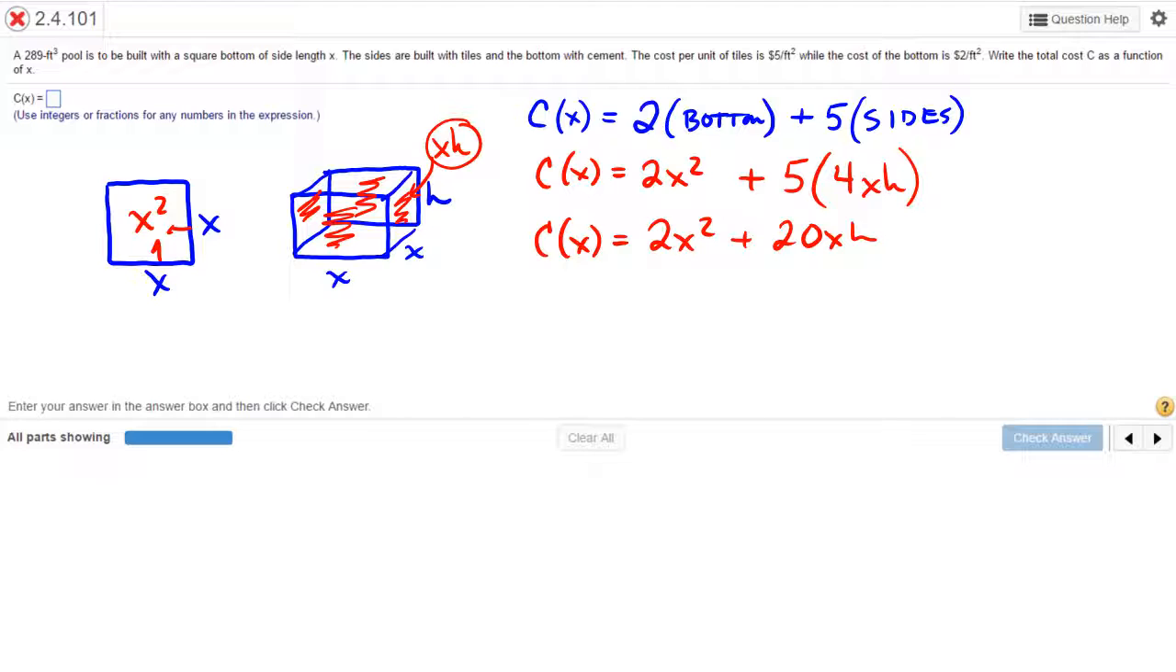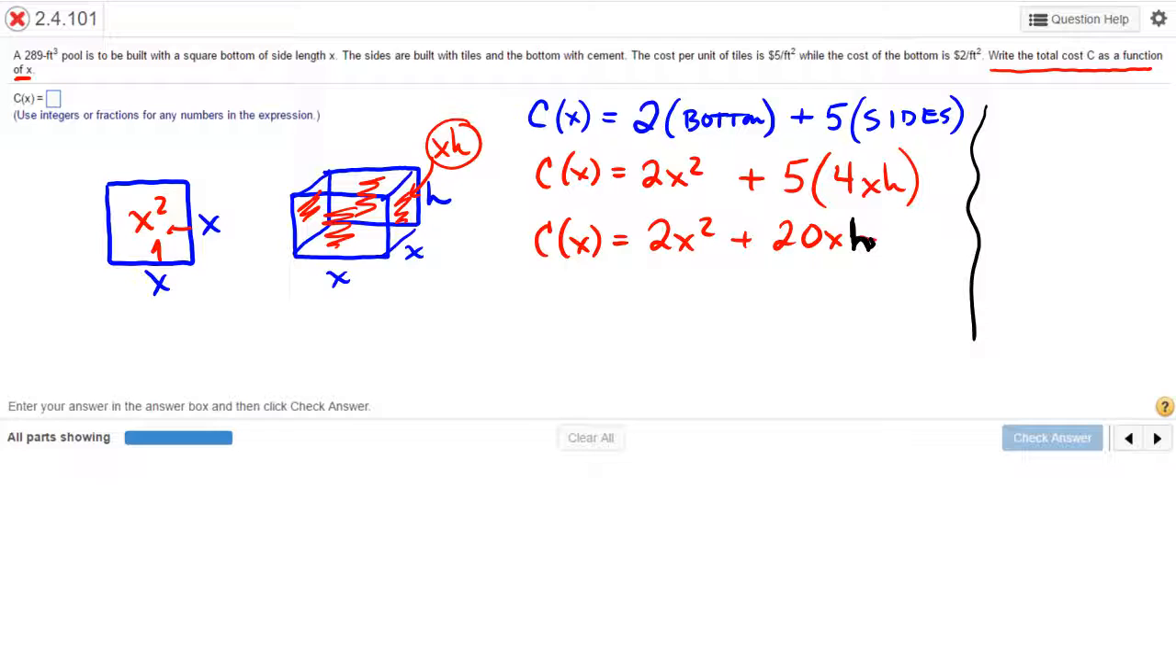Now, what we're supposed to do is write the cost as a function of just x only. So we have to somehow get rid of the h variable here. This guy is the one that needs to go right here. We have to somehow substitute that h variable. How do we do it? Well, we do it by volume.